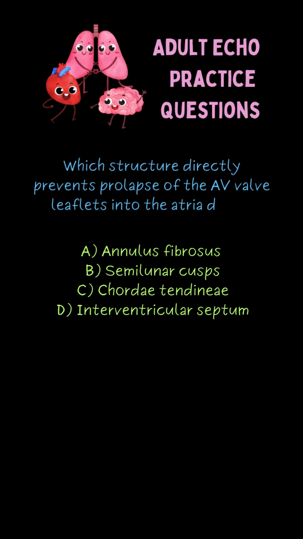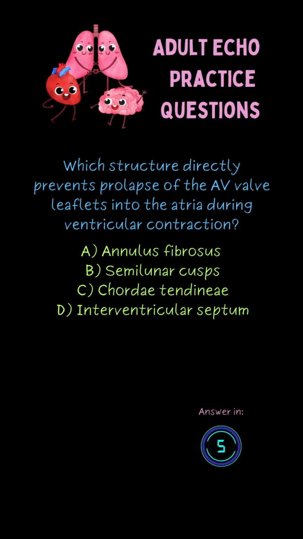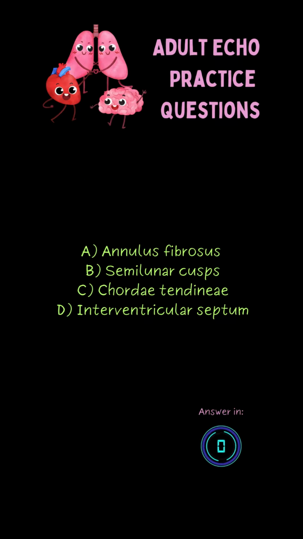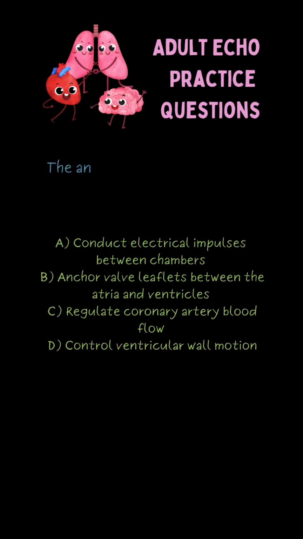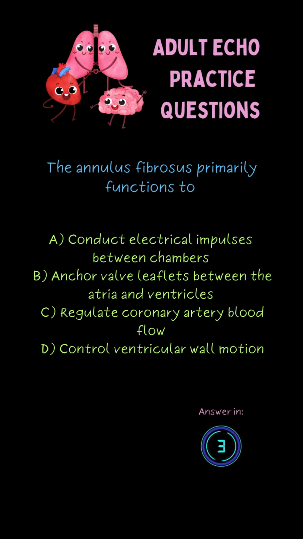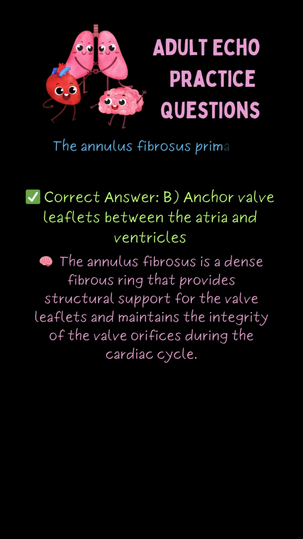Which structure directly prevents prolapse of the AV valve leaflets into the atria during ventricular contraction? C. The chordae tendineae. The chordae tendineae anchor the AV valve leaflets to the papillary muscles, preventing those leaflets from prolapsing into the atria during systole. The annulus fibrosus primarily functions to B. Anchor valve leaflets between the atria and the ventricles.